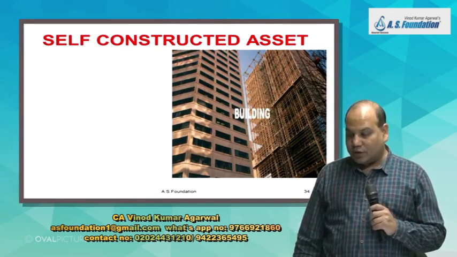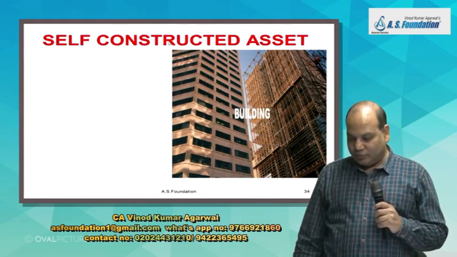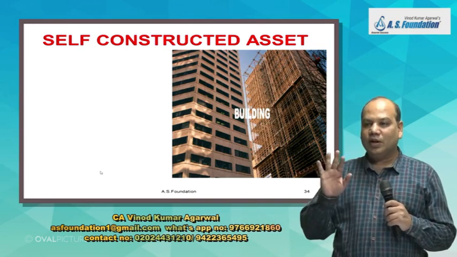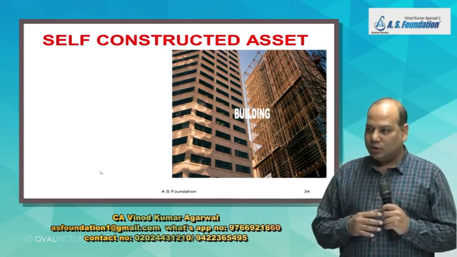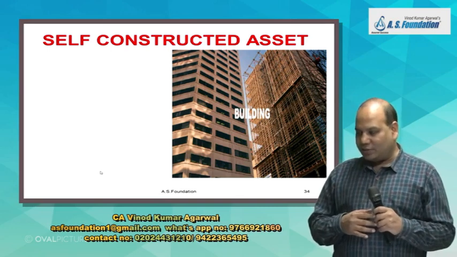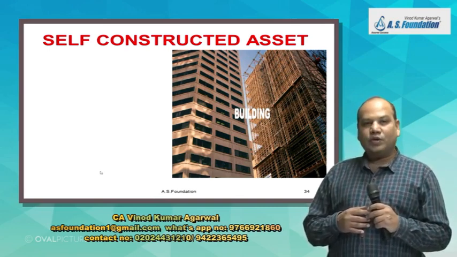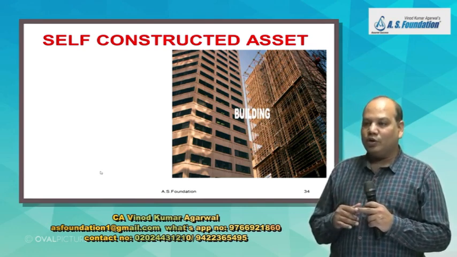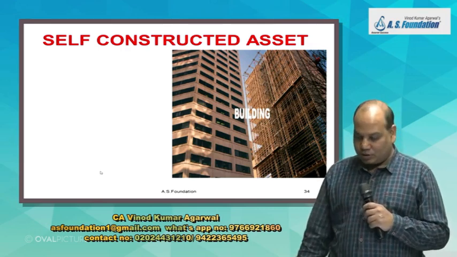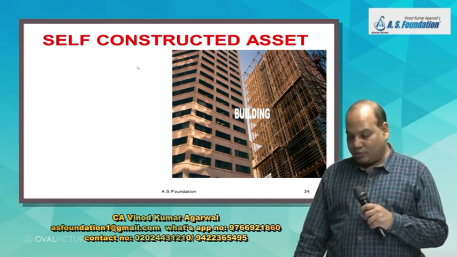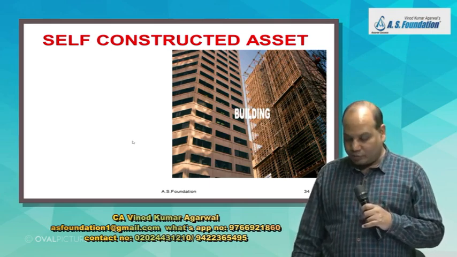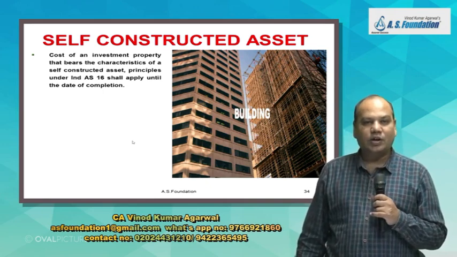Next is self-constructed asset. If you don't want to read so much, apply all principles of IAS 16. Direct material, direct labor, direct expense, and those overheads which can be apportioned will be added. Internal profit will not be included. Abnormal wastage will not be included. Interest can be included if it is a qualifying asset, which normally it would be. So that is about the cost of a self-constructed asset.